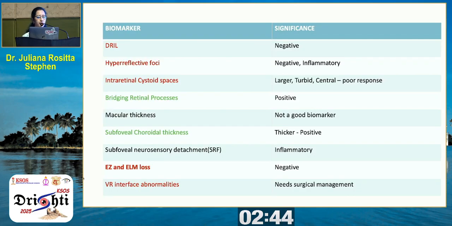So this is a summary of the OCT biomarkers. Negative biomarkers are the presence of hyperreflective foci and larger turbid and central intraretinal cystoid spaces. The presence of bridging retinal processes is a positive biomarker. Macular thickness, it's important to remember, is not a good biomarker. We have to always look for the other associated markers. And a very important biomarker is seeing the EZ integrity.